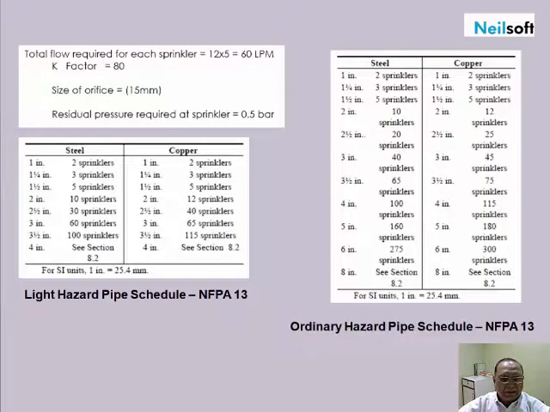This is the same table which is reproduced from the NFPA and explained over here, and this is for light hazard and this is for ordinary hazard. For all our design purposes, we are following these tables. These are in compliance with the NBC 2005 Part 4.